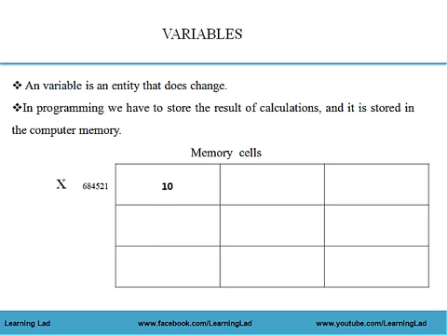Then let's go to the variables. A variable, as the name indicates, is an entity that does change. In programming, we have to store the result of calculations, and these results are stored in a computer memory. The computer memory consists of a lot of small memory cells, and each memory cell has its own address. As you can see in the figure, 684521 is the address of the memory cell, which contains a constant 10. To make the usage of this memory cell easy, we give that memory cell a name. Here X is the name given to this memory cell.